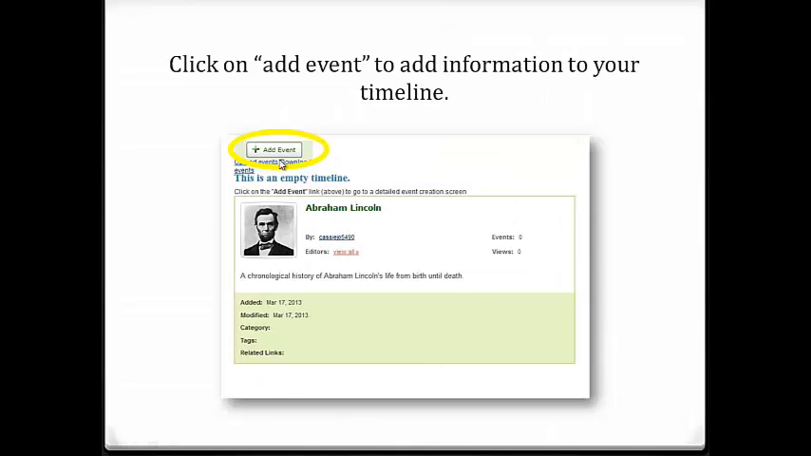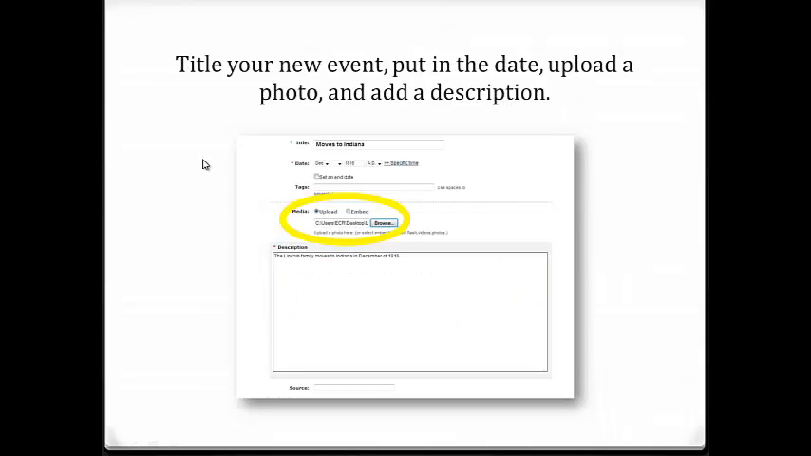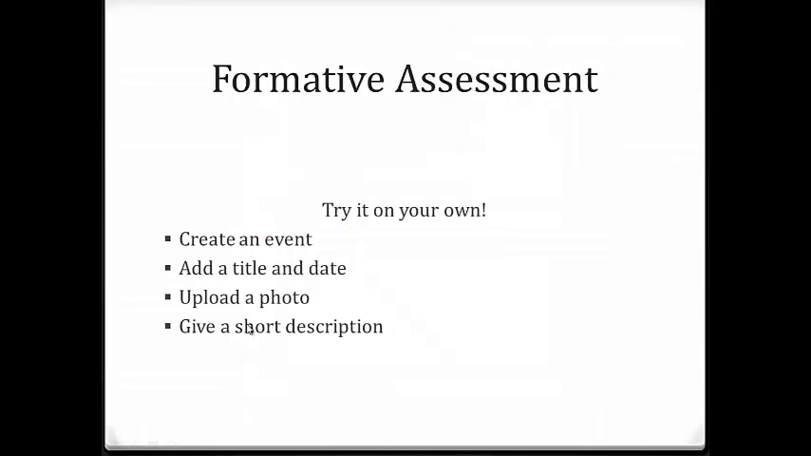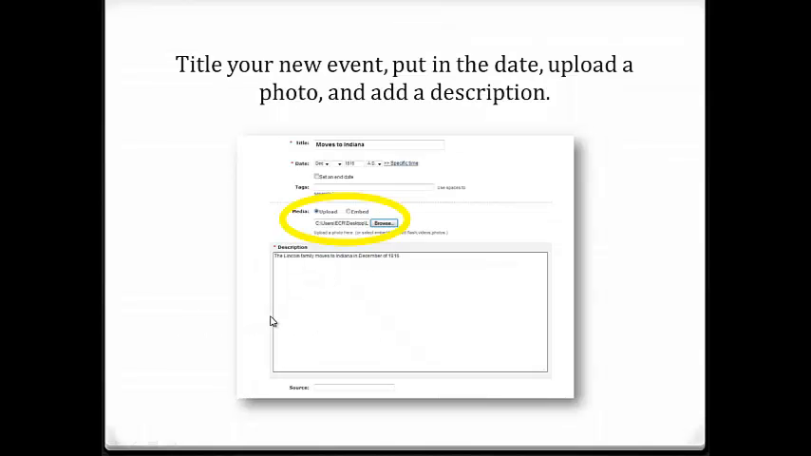Click on Add Event to add information to your timeline. Once there, you will be prompted to give the event a title and a date. Then you can add a photo or a video and add a description below. To add a photo, all you have to do is browse on your computer and select a photo to upload, like you normally would for any other site. As always, pause the video for additional time.